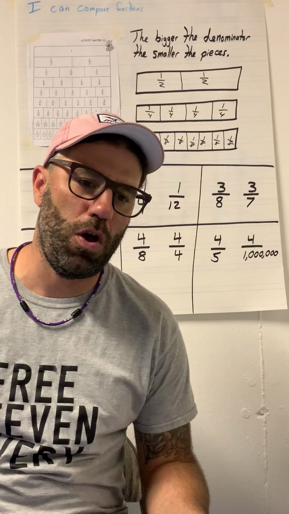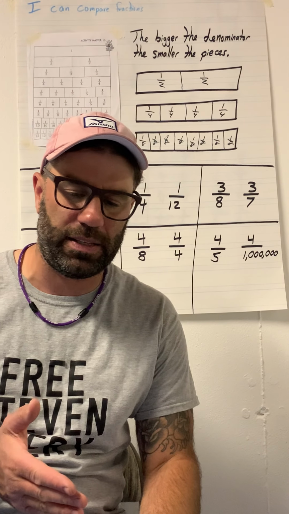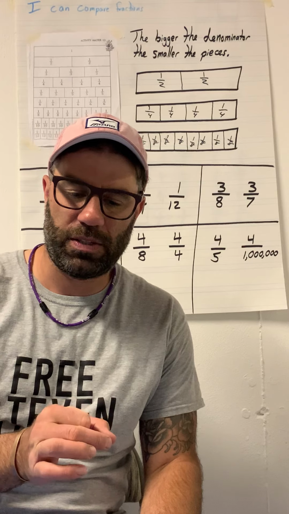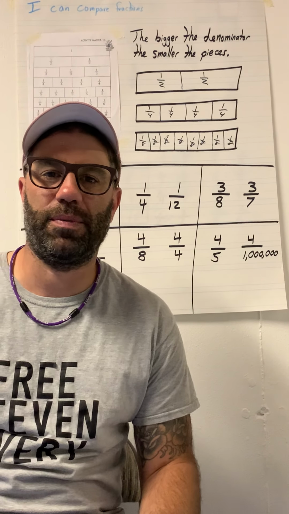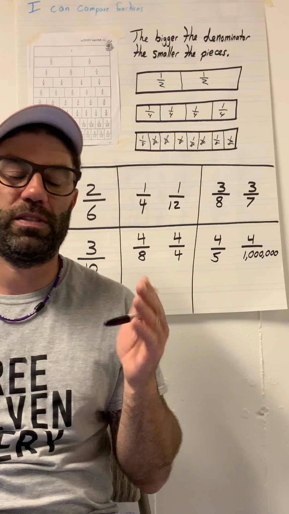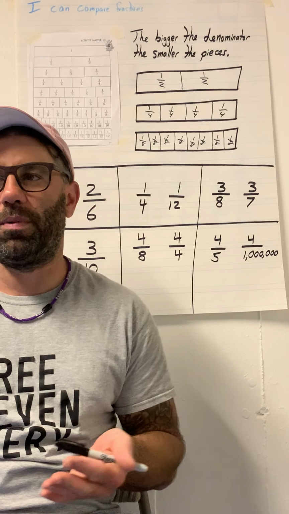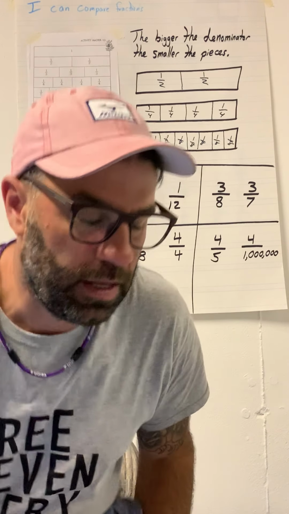1/1,000,000th, like 1/1,000,000th of a Snicker bar. Well, imagine you had a Snicker bar and you cut it into 1,000,000 pieces, how small that piece would be. You might not even be able to see it. So the bigger the denominator, the smaller the piece. It's like the opposite of actual math, where the bigger the number, the bigger it is, right? So check it out.